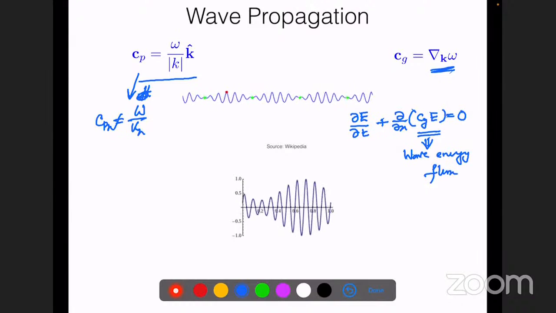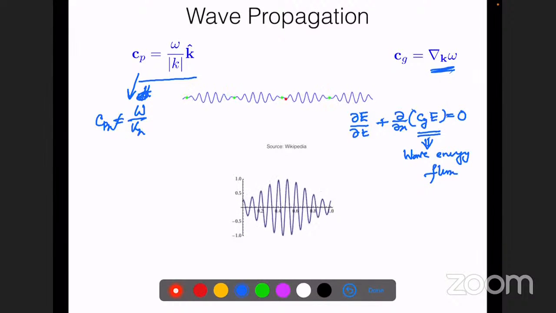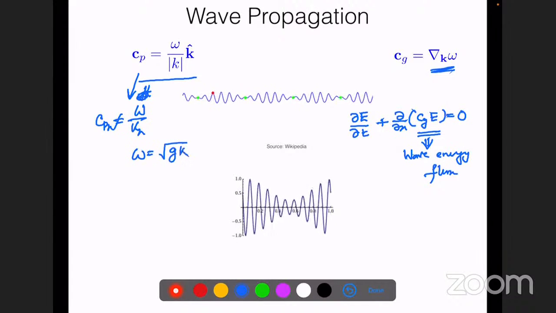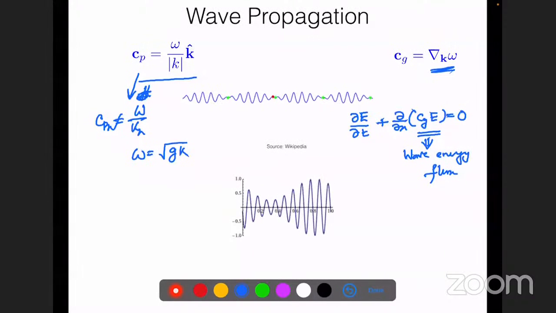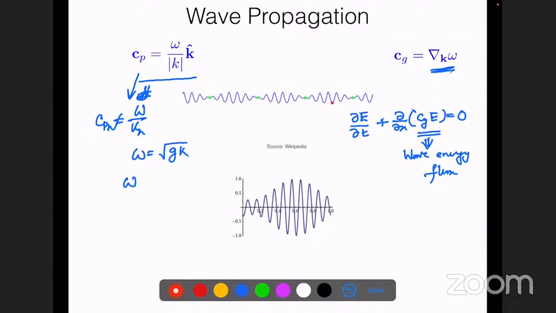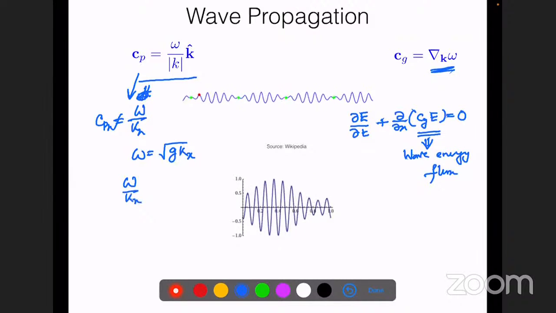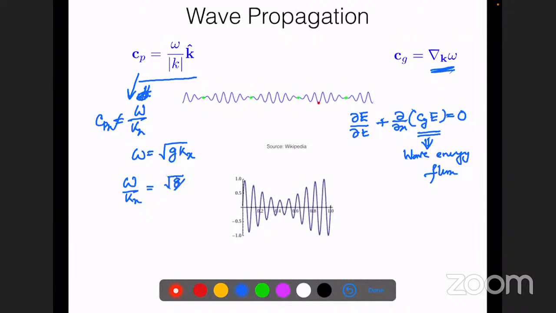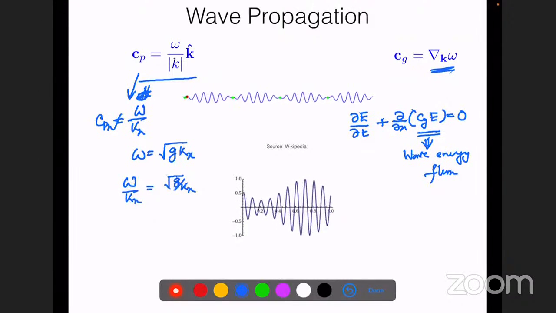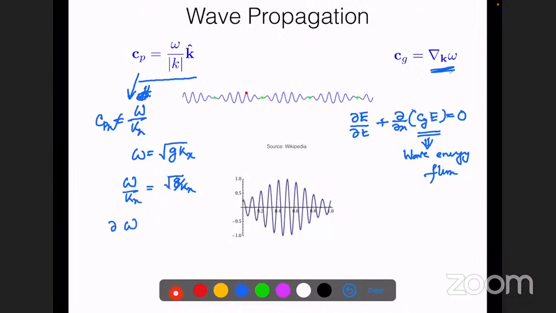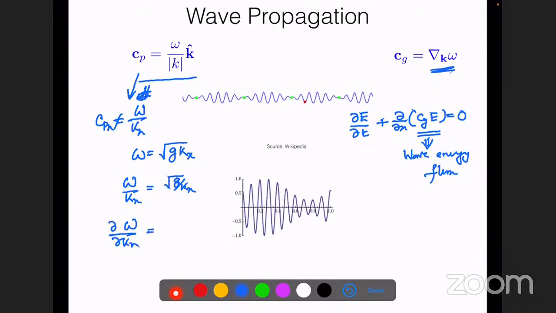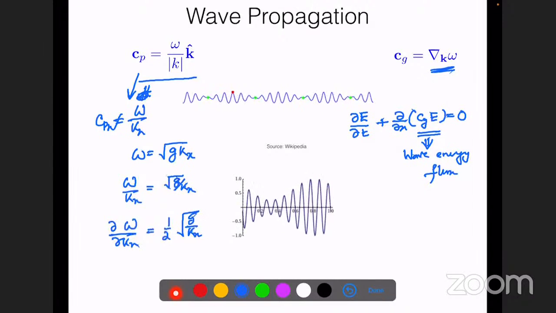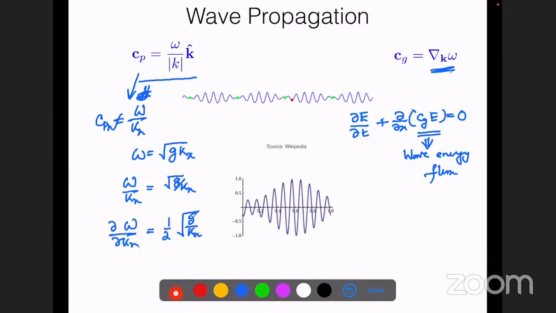So if you go back to, let's see, I might have the picture here. Okay, I'll write it first. So for surface gravity waves, omega goes as root gk. Let's write down the phase speed. There is only one k here. So omega by kx is going to be root g by kx. The derivative of omega with respect to kx will be half root g by kx. So in this problem, they differ by a factor of 1/2.